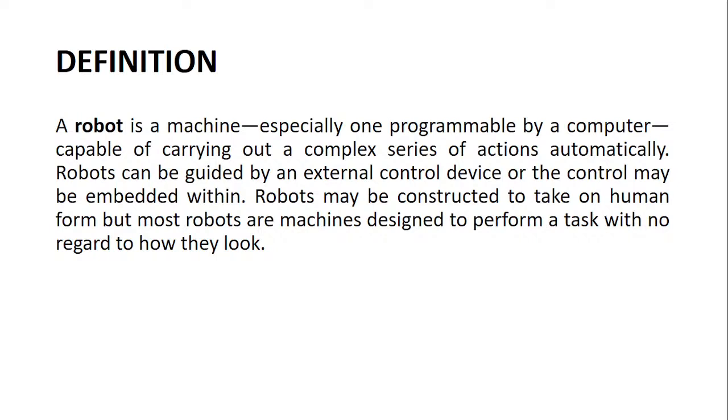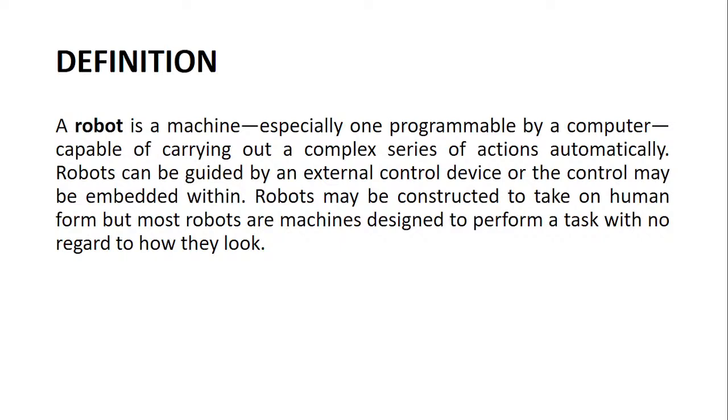Then robots may be constructed to take human form. When we say robots, the first thing that comes to our mind is a humanoid robot that looks similar to a human being, with the head, hands, body, and legs, and everything. But that is not very practical in most cases. In most robotic applications, a humanoid robot is not a very practical thing. Most robotic systems need to be more flexible based on the task that you need to perform.